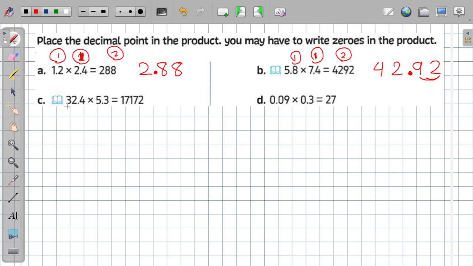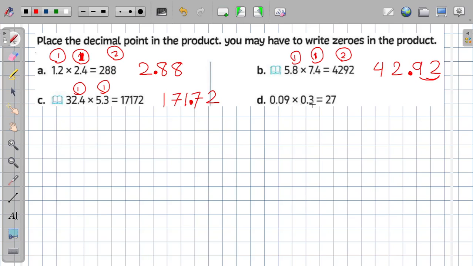Next, I have 32.4 by 5.3. Okay, so I will write the result again. I have 17172. Here I have one decimal place, and here I have one decimal place. So the result will have two decimal places. So I have 2 and 7, and after that, I will put the decimal point. So the result will be 171.72.